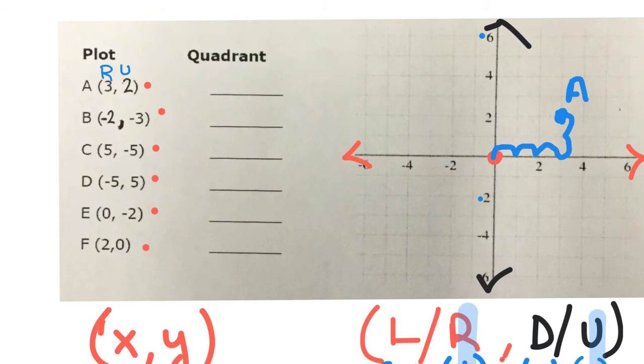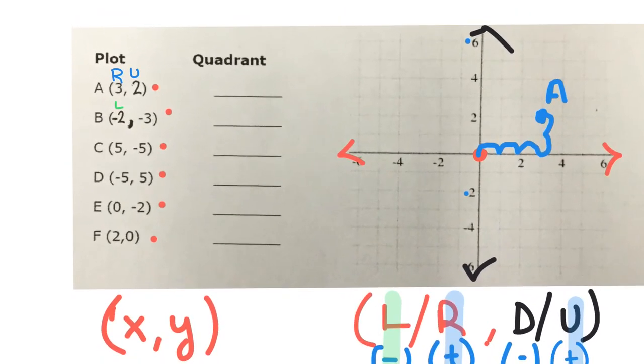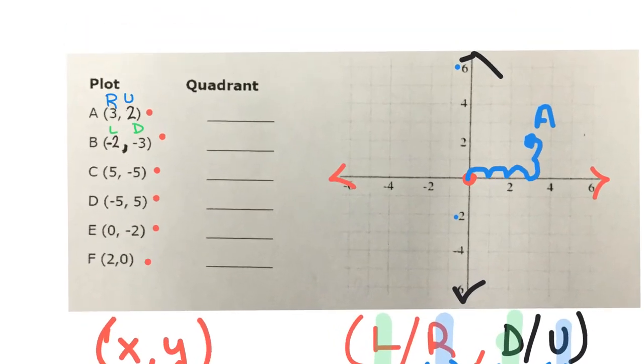Let's try it again for point B. I have negative 2, which, if I look over at my key, tells me I should go left because it's negative. And then my second number is a negative 3, which tells me I should go down because that's negative. And so when I come over to the graph, again, I always start at the origin. I'm going to go left 1, 2 times, and then down 1, 2, 3 times, and I can see that point B is right here.